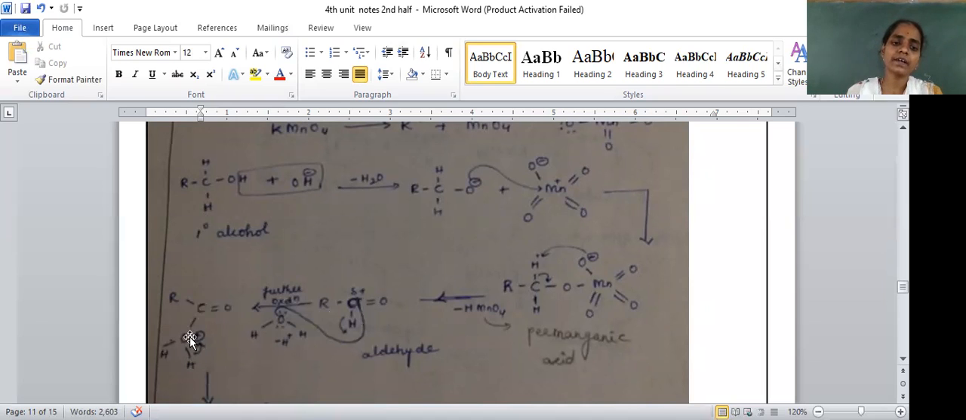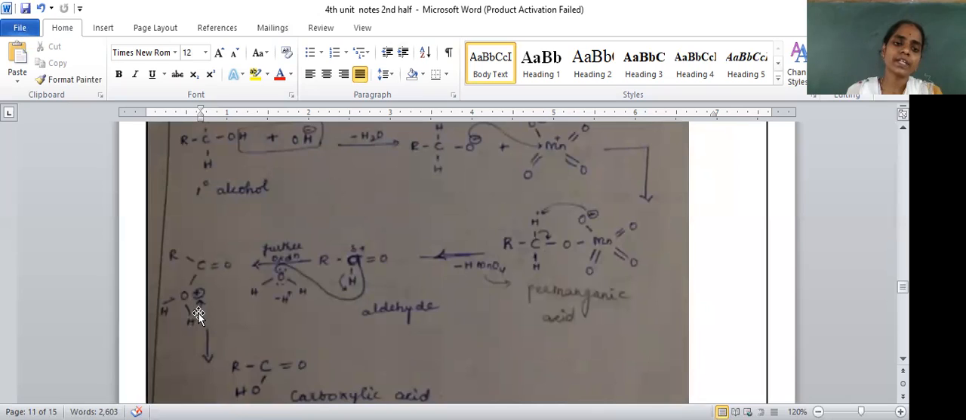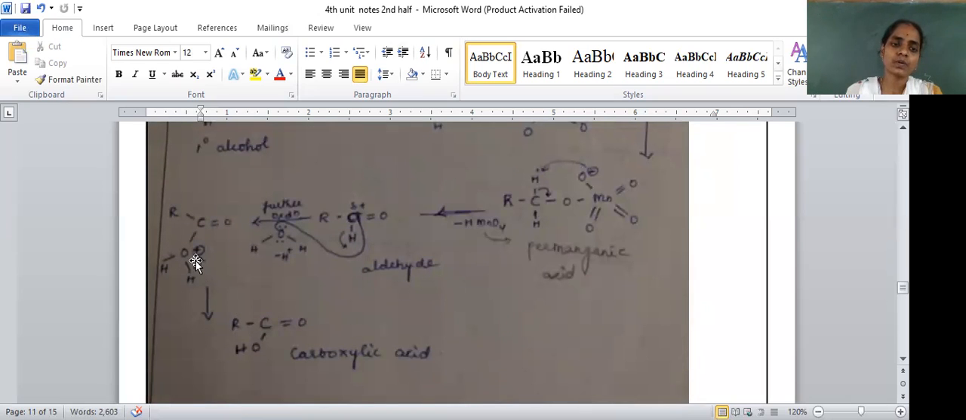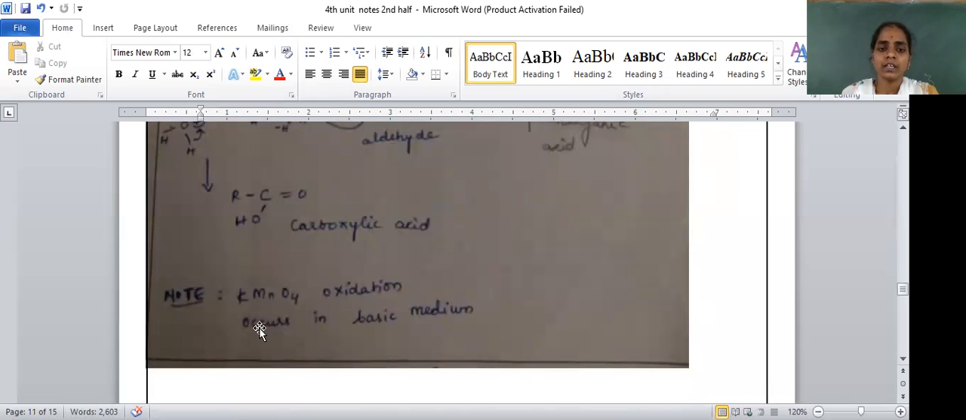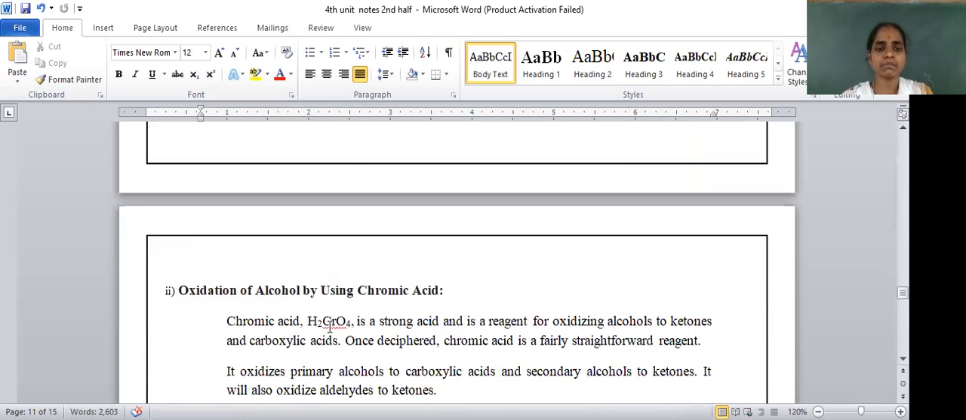Here, oxygen is giving its electrons to the carbon, which forms a positive charge, and that positive charge gets neutralized, removing H minus and OH. So we get R and a double bond O, that is R with a double bond O and OH, which forms a carboxylic acid. So that is KMnO4. This oxidation reaction always occurs in a basic medium.